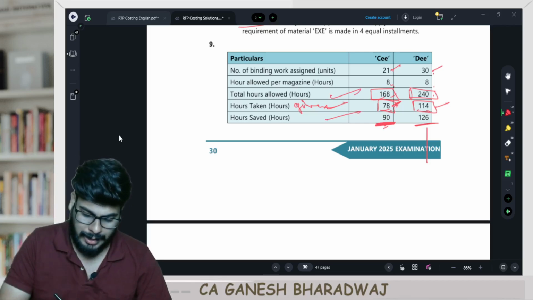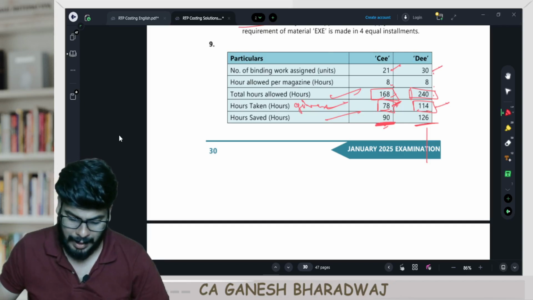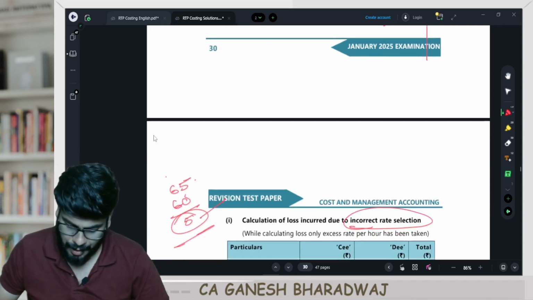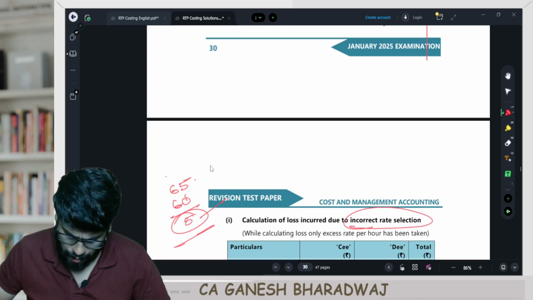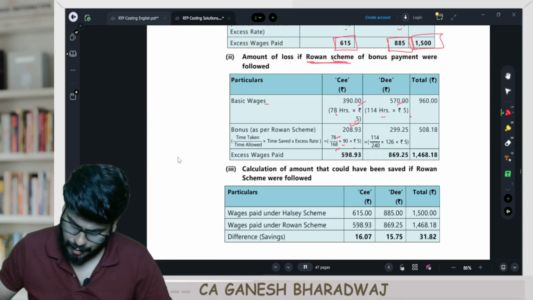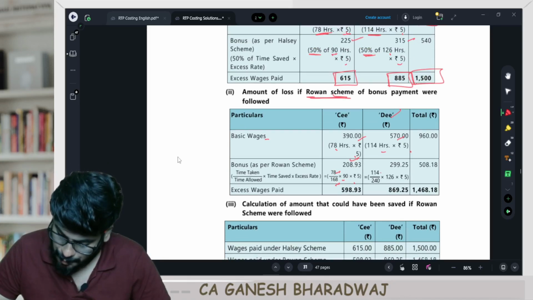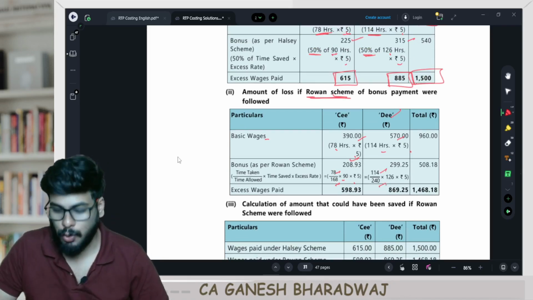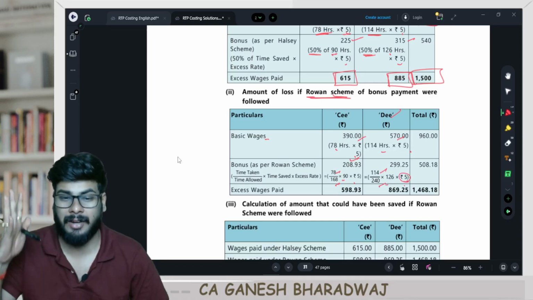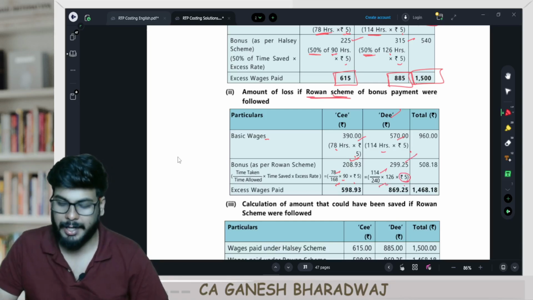So all these things are available here. We just need to plug and play. That's about it. Nothing great here. Fine. So now, similarly, for D, how much is that going to be? It's going to be 114 upon 240 into 126 into the incremental extra 5 rupees that they are paying. It's going to be 299.25.